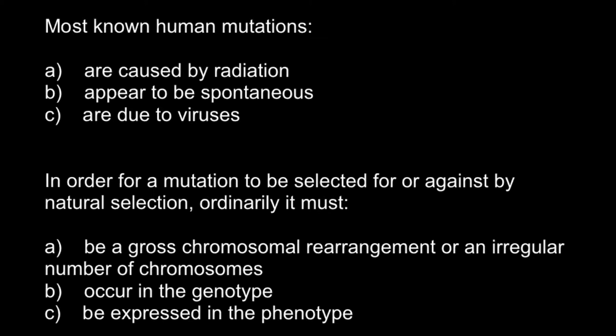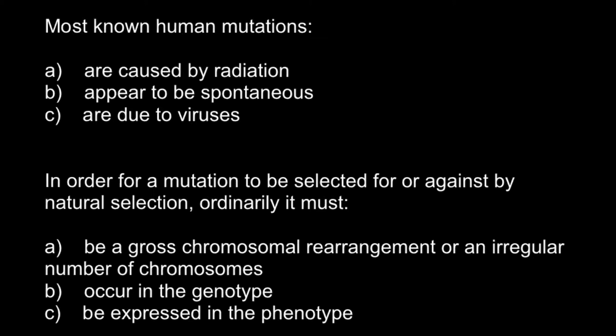So here is the first question: most known human mutations, and here are three answers to choose from. Answer A, are caused by radiation. Answer B, appear to be spontaneous. And answer C, are due to viruses. For those of you who are confused about which answer to choose, because at first glance all of them can be the main reason for mutations, let's consider each answer in turn.